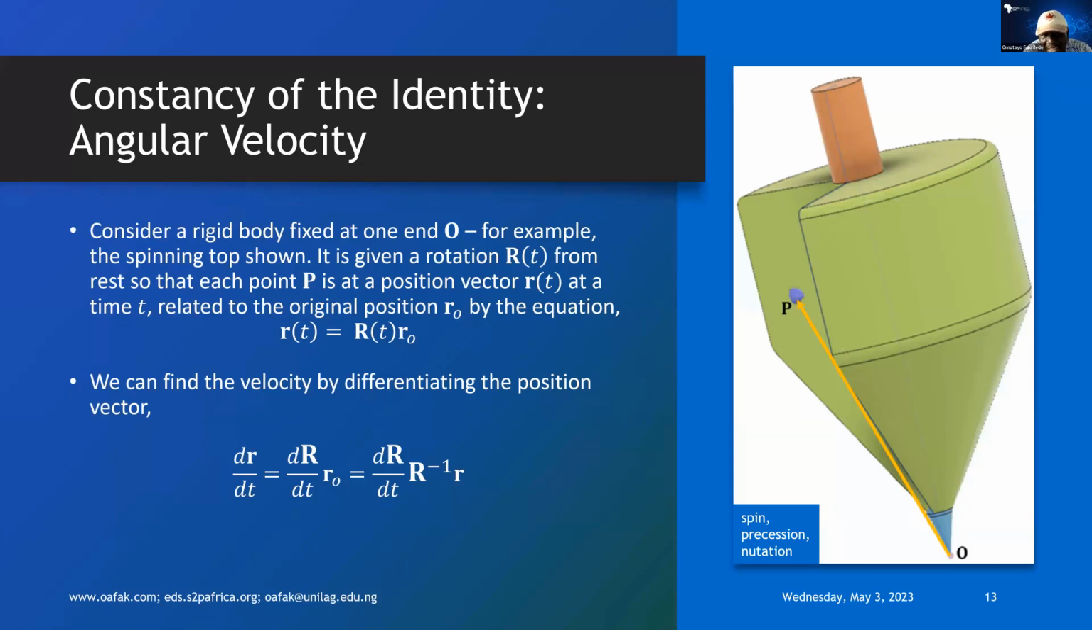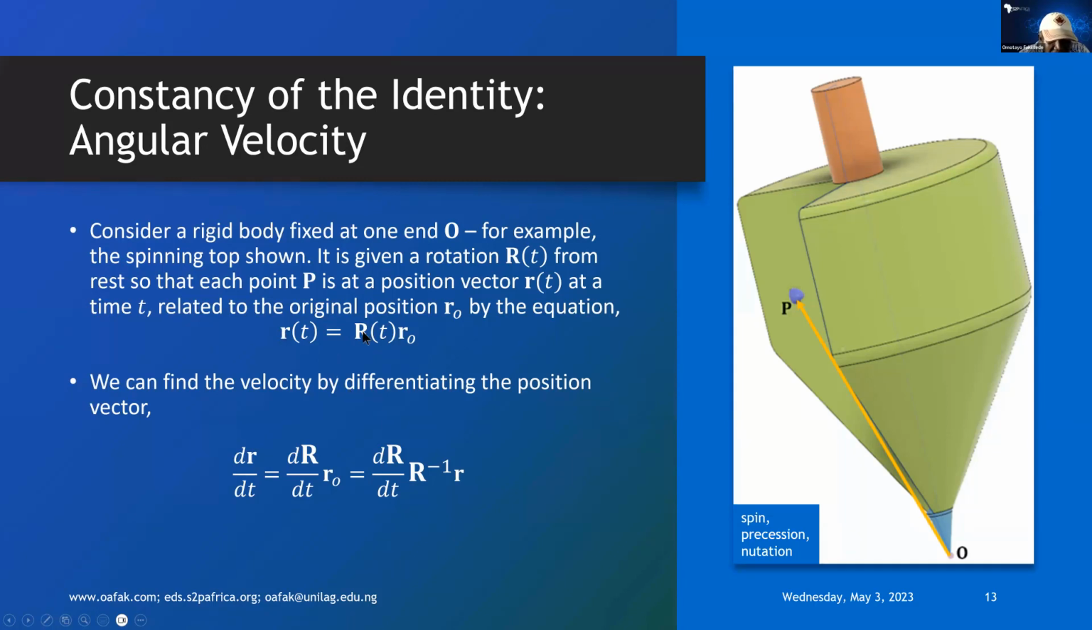Now, if that is true, we can differentiate that equation. If we differentiate the R dt, remember that R naught is the original position of the top. So it's a constant. So if you differentiate the small r dt, it's said as the big R dt multiplied by R naught. But R naught itself can be obtained as small r over big R.